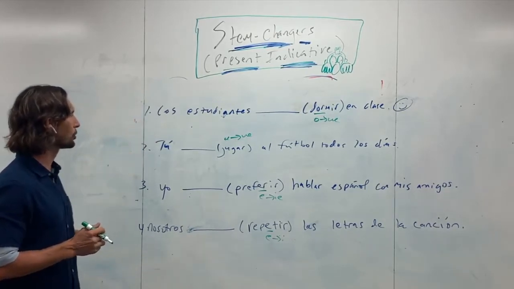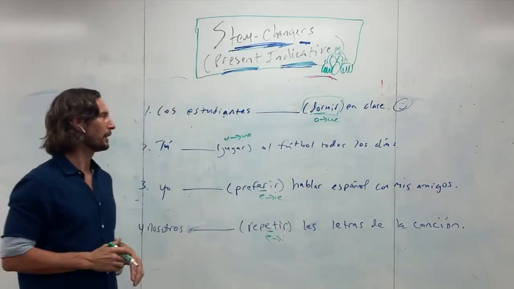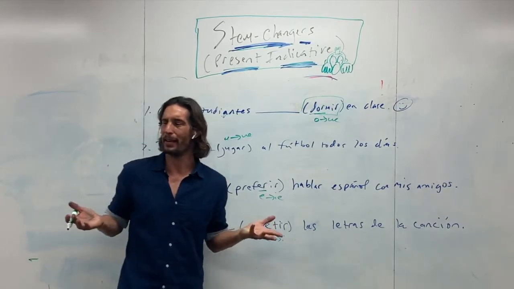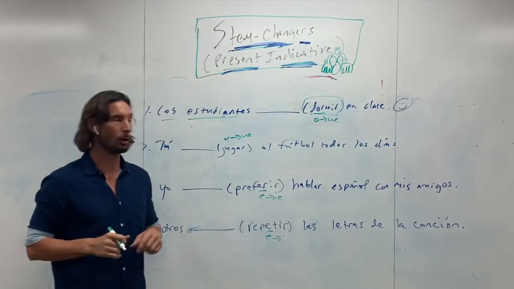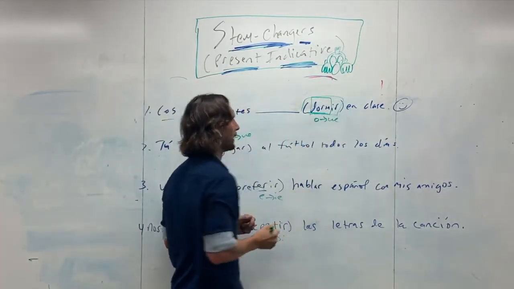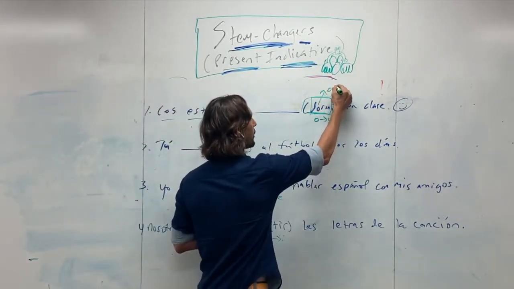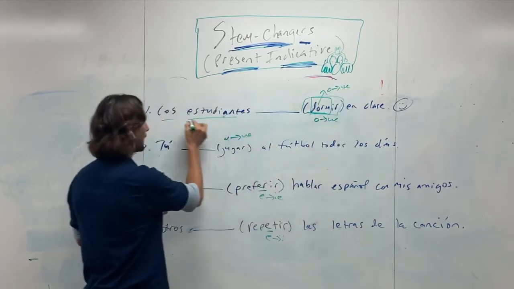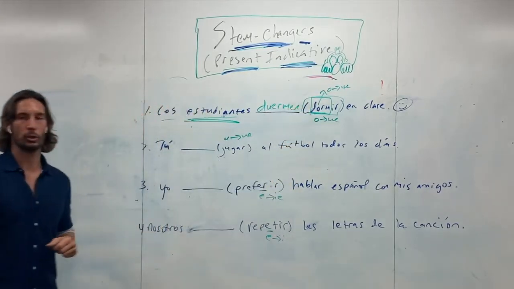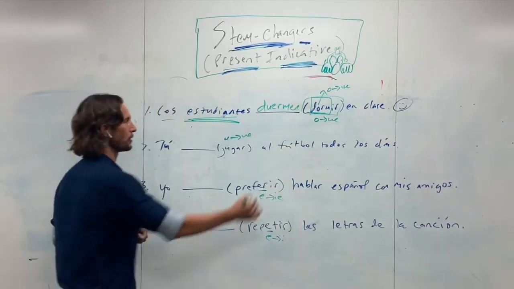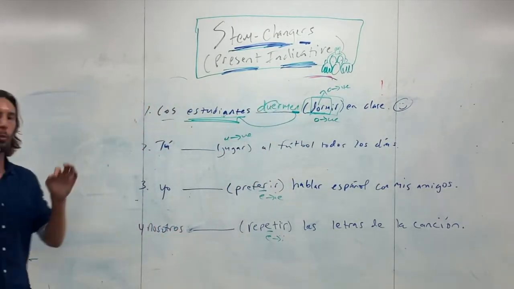So we have number 1, los estudiantes, dormir en clase. And of course, a bit of a joke because, you know, we know that never happens, right? And so los estudiantes, so now we're looking at third person plural, right? And we have dormir, and so that's our stem, dorm. And the O is going to go to UE. Like I said, third person plural, so it's going to be duermen. Los estudiantes duermen en clase, right? And so this is agreeing with this, and then this is our stem changer.